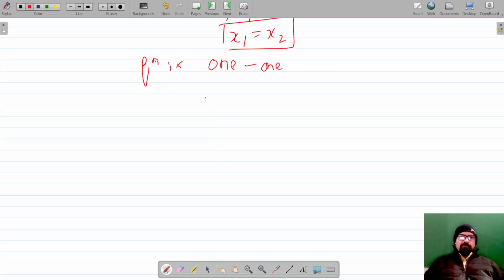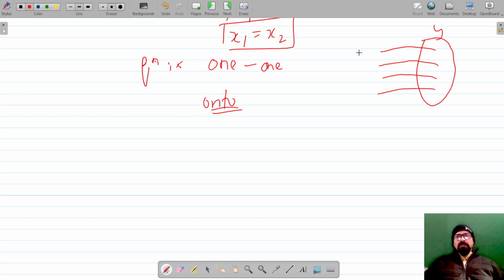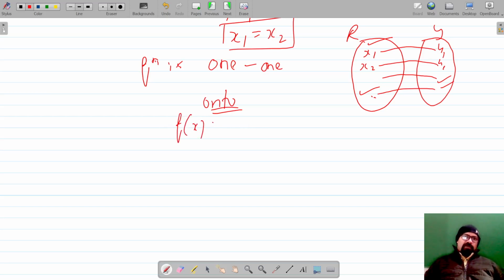And let's prove it for onto. Onto means that all the elements in y should be linked to an element in the domain. For y1 there should be an x1, for y2 there should be an x2. There should be no element left in the codomain that is not mapped to a value in the domain. So our function is f of x is equal to 2x minus 1. f of x means y, so y is equal to 2x minus 1.